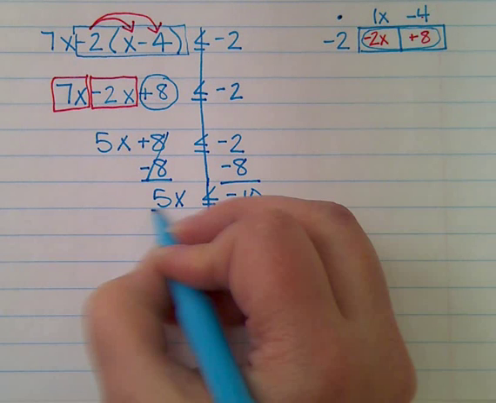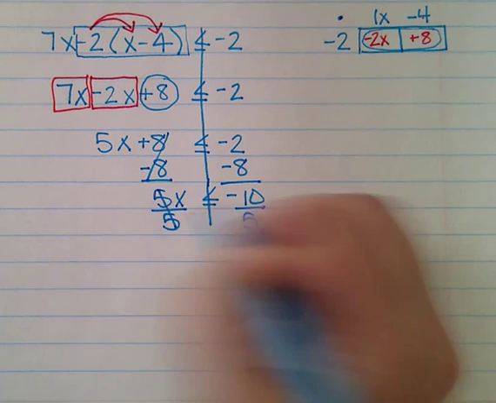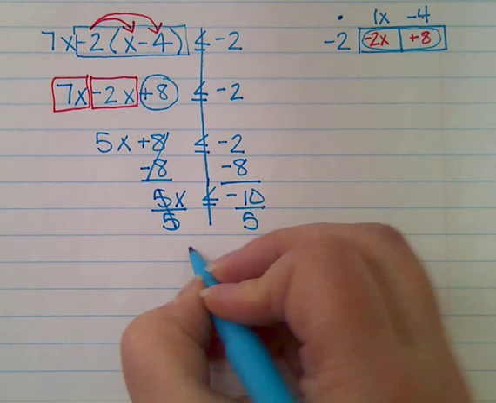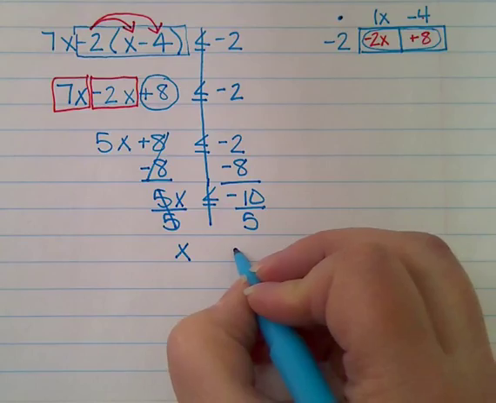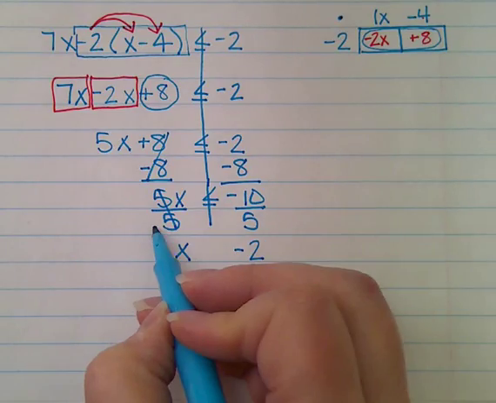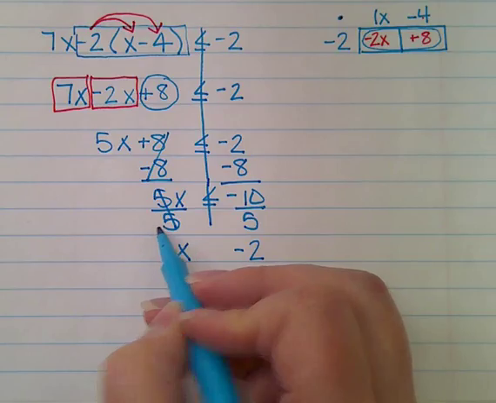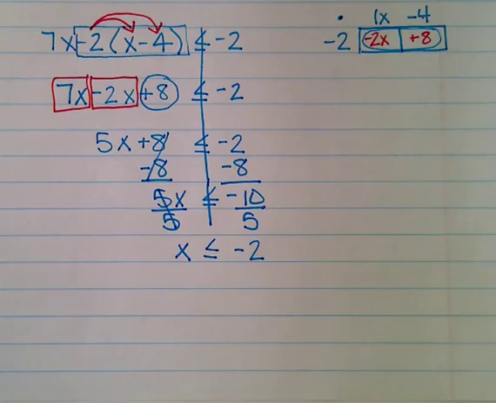Last step is to divide by 5. 5 divided by 5 is 1, so I can cancel those out, leaving me with an x. -10 divided by 5 is a -2. And we think about it. Did I divide by a negative number? I did not, so I don't have to flip that. My final answer is x is less than or equal to -2.